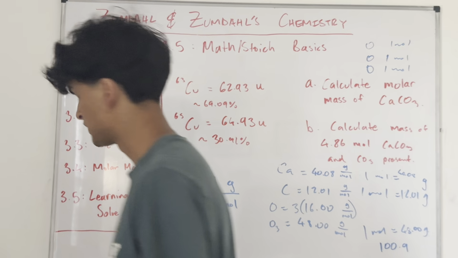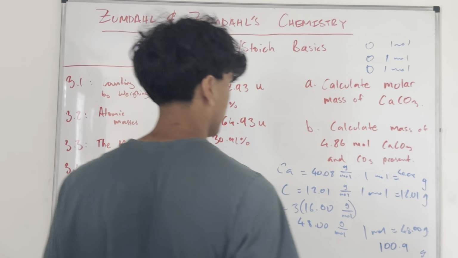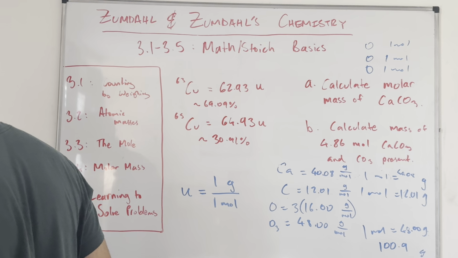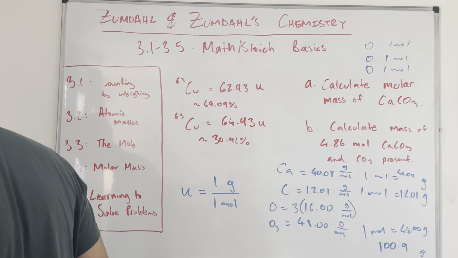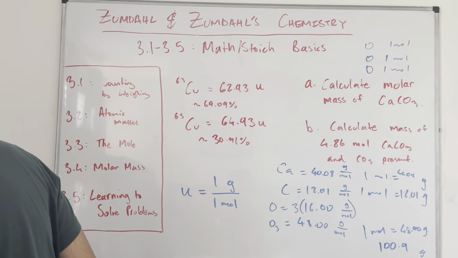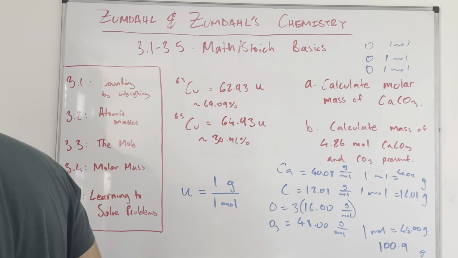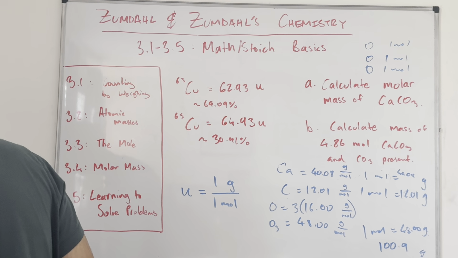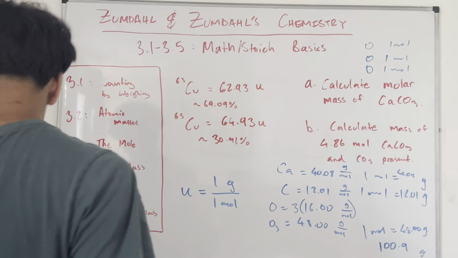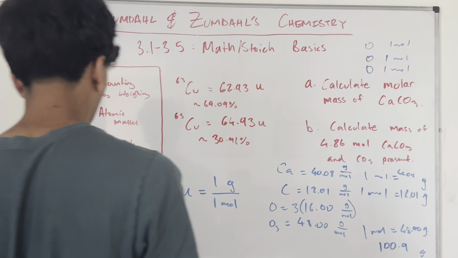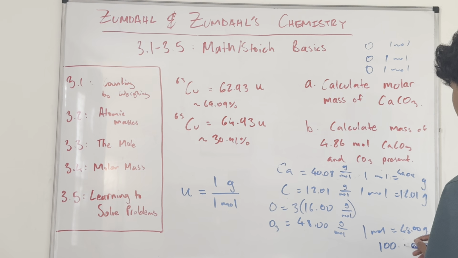Let me check my answer. So 100 grams, okay? Where is it? 3.4. 4 we're on, right? I'm really tired today. I'm sorry about that. I got it wrong. Why did I get it wrong? Did I get it wrong? No, I got it right. 100.09. Oh, I forgot a 0. That's why. Okay, 100.09 grams.